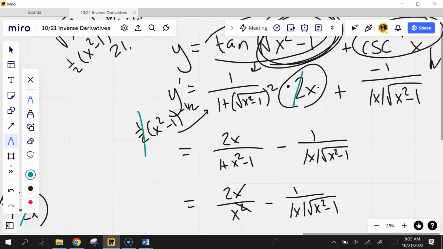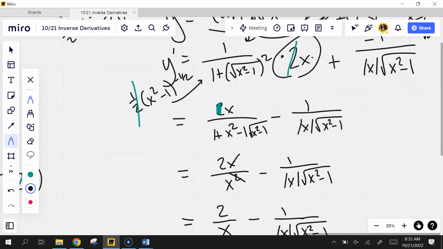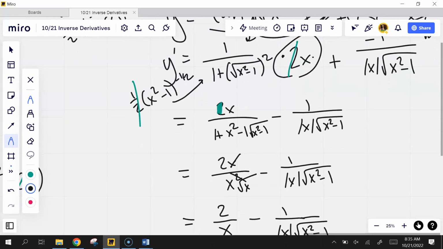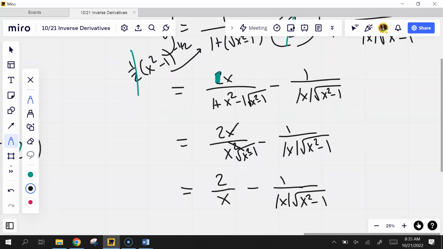The 2 and the 1/2 are going to cancel, so this 2 is not here anymore. And that means down here on the bottom, I still have a square root of x squared minus 1. Well, there's why it's 0. Thank you.